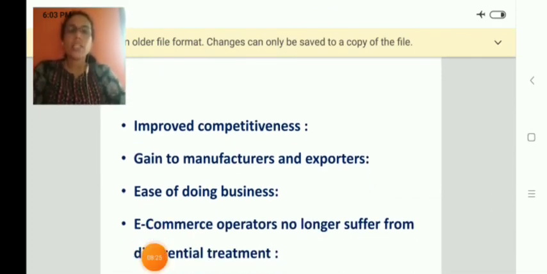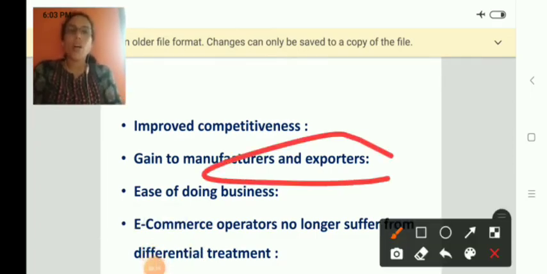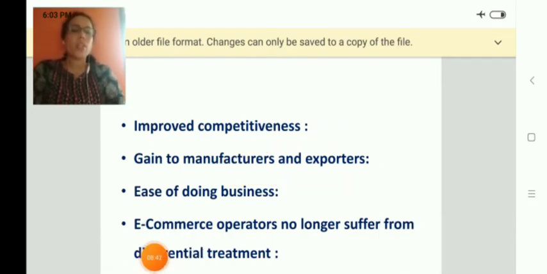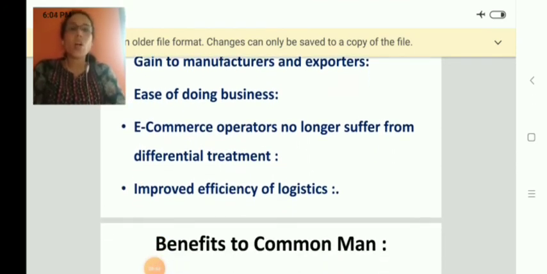Next one, it is a gain to manufacturers and exporters because of Make in India initiatives or whatever it is. It will boost the production as well as the exports and bring foreign revenue. Next one, ease of doing business: the record maintenance, whatever it is, everything is easy. Then e-commerce operators no longer suffer from differential treatment because they are also given preference, and the procedure regarding payment of tax, everything will be clearly mentioned in GST.